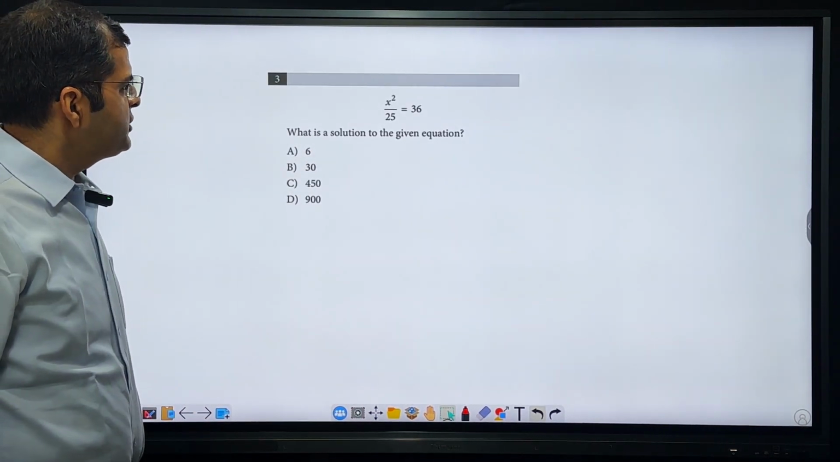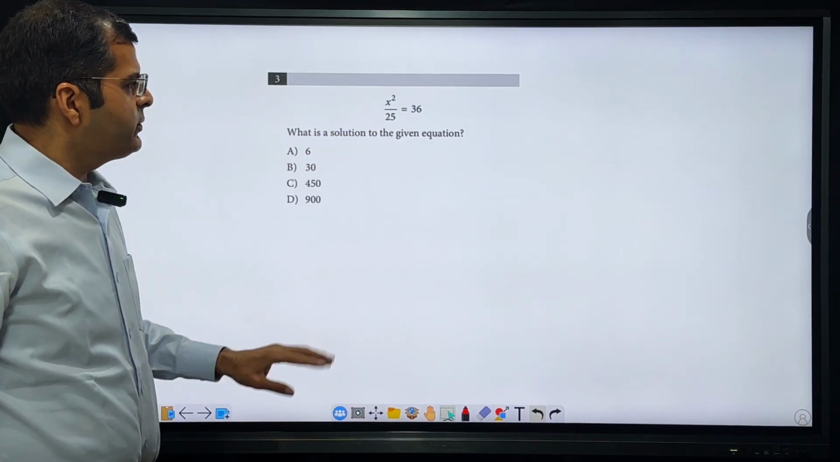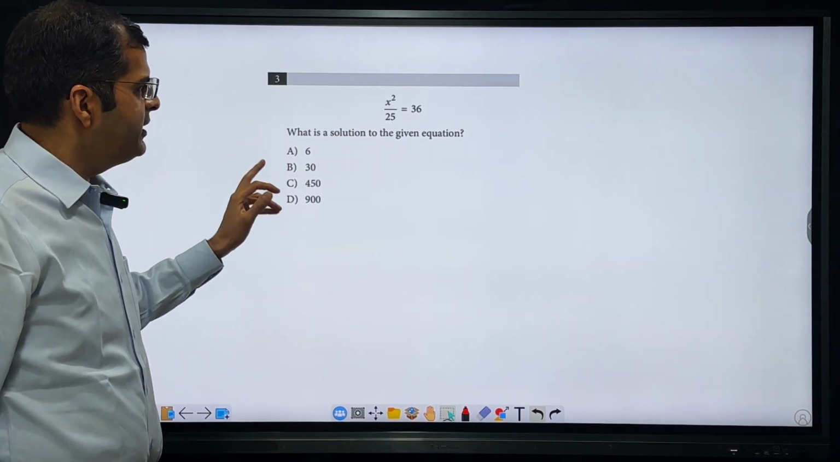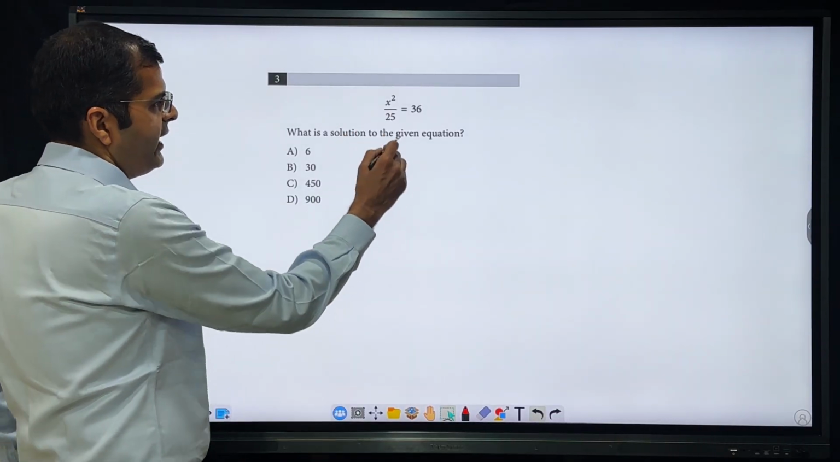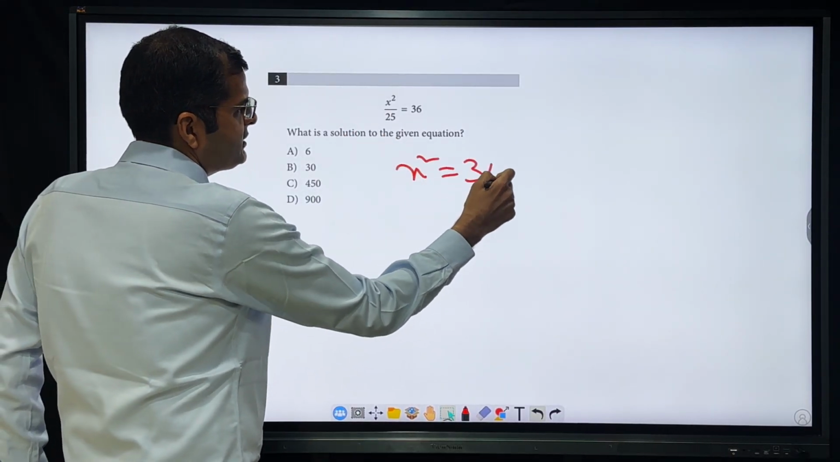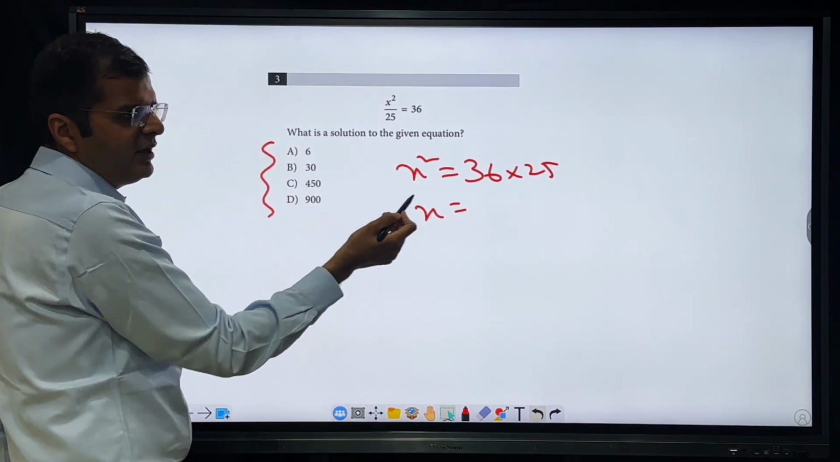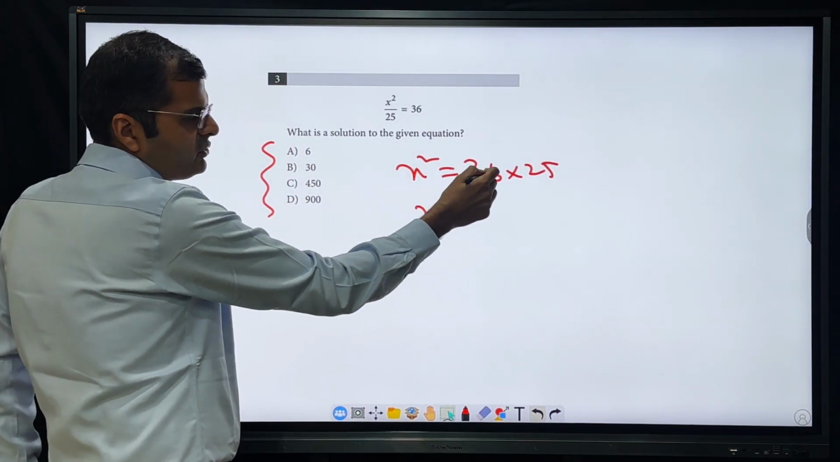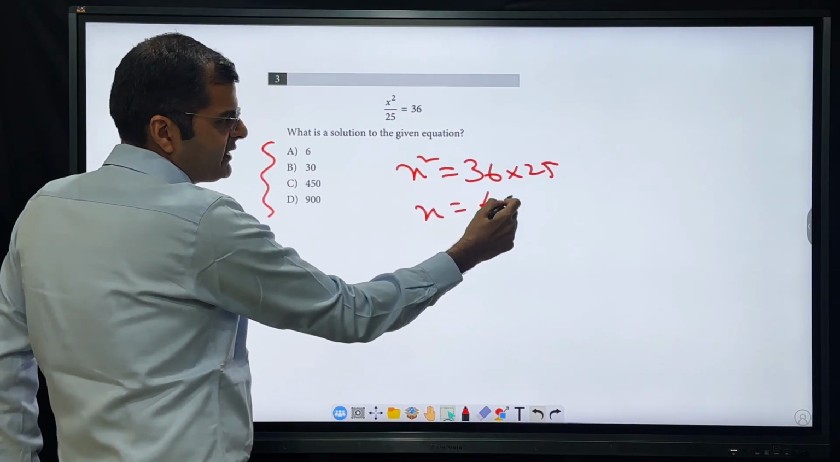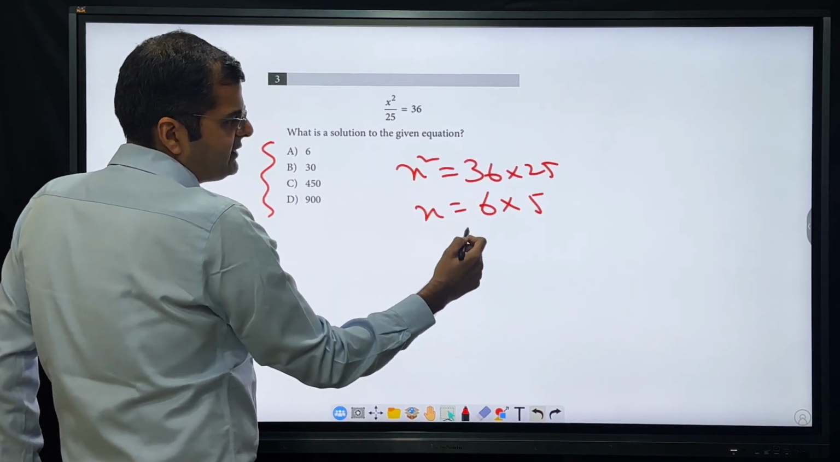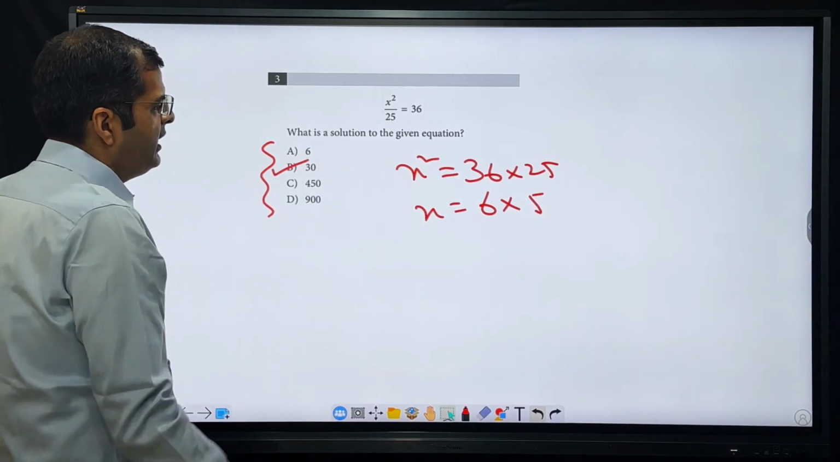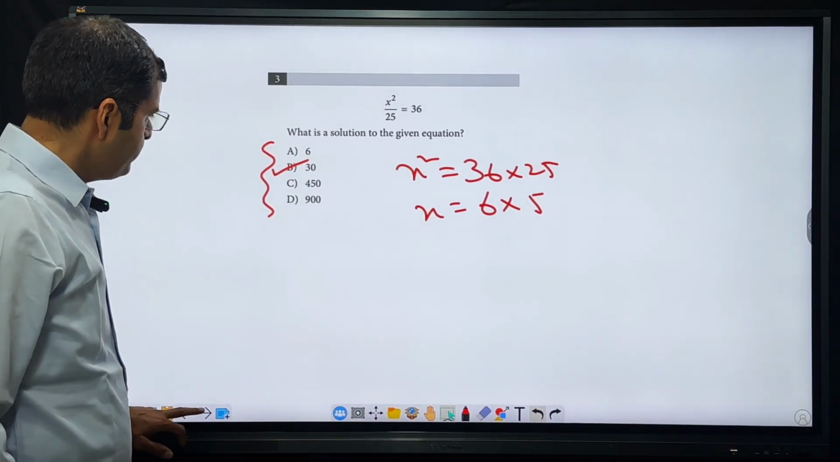Now looking at the third question, what is a solution to this equation? So I have these 4 options. Which of them can be a solution to this equation? Now x square is equal to 36 times 25. So x, all the options are positive here, so I'll only look at the positive options. So square root of 36 is 6, square root of 25 is 5. So x can be 6 into 5, which is 30. Answer option B, 30 is correct here.